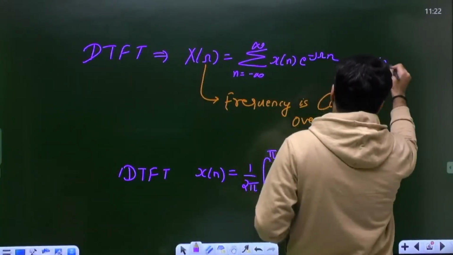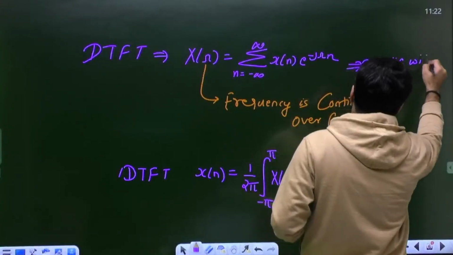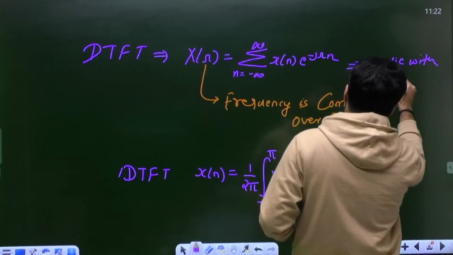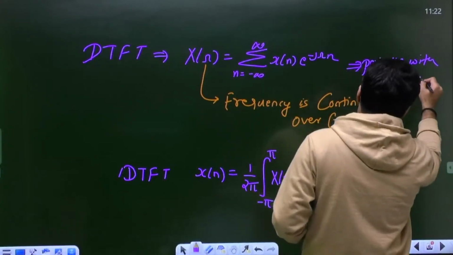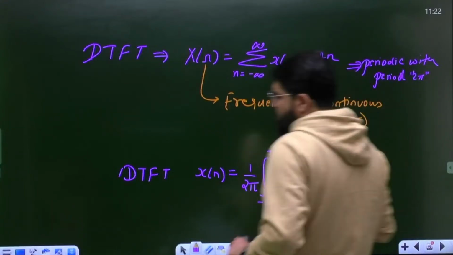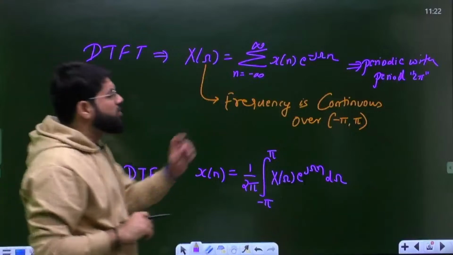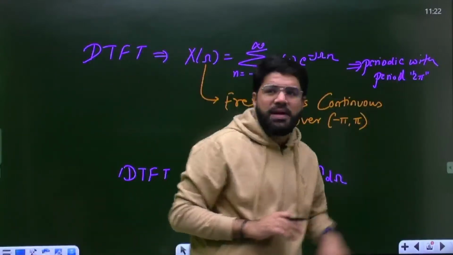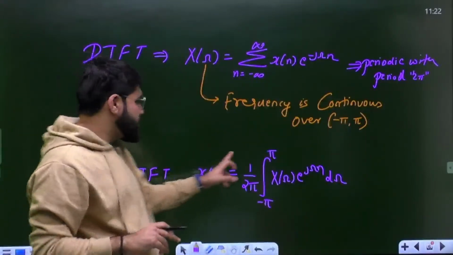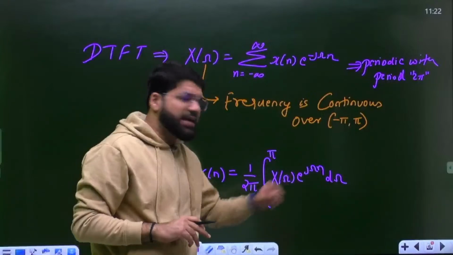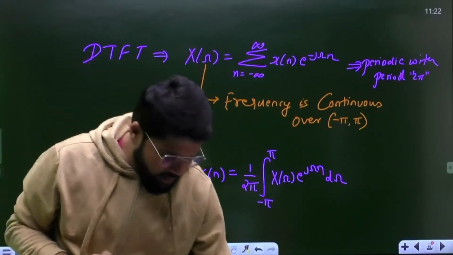Any DTFT is always periodic, and that too with a fixed period of 2 pi. It is necessary as well as sufficient to have the information of any DTFT for only one time period, that is minus pi to pi. And hence x[n] is written as 1 upon 2 pi integral from minus pi to pi of X(omega) e power j omega n d omega, right?